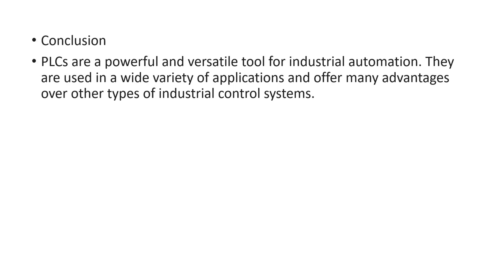The last point is the conclusion. PLCs are a powerful and versatile tool for industrial automation. They are used in a wide variety of applications and have many advantages over other types of industrial control systems. Normally PLCs are used mostly in various industrial automation and are versatile, and it is a powerful tool. Some branded companies manufacture their PLCs, so it is a big powerful tool for industrial automation and they are used in a wide variety of applications.